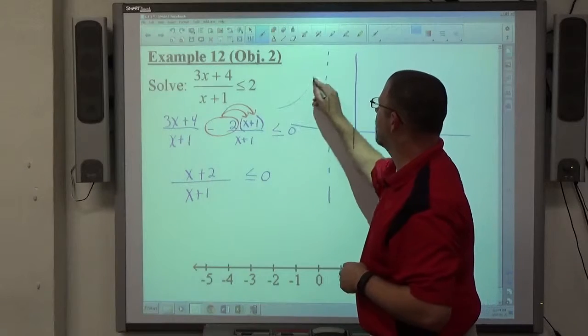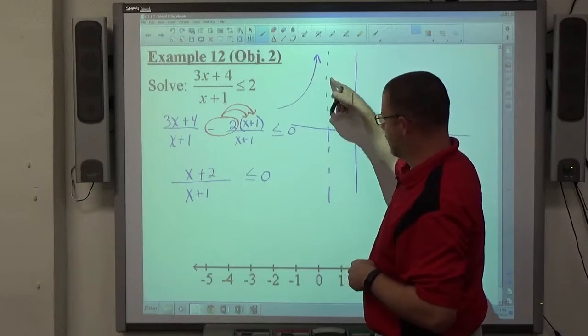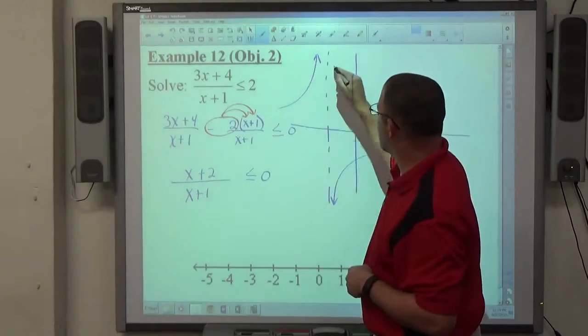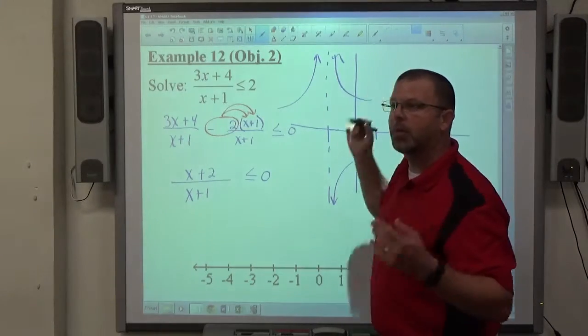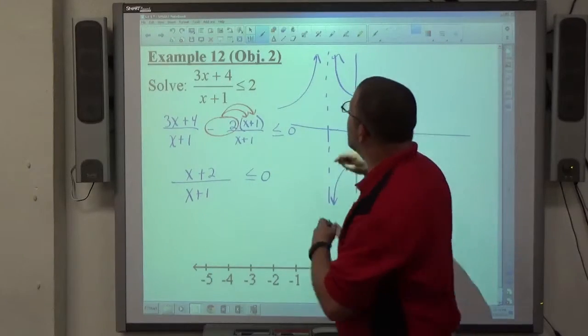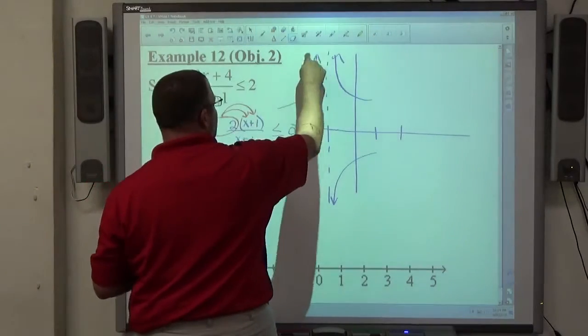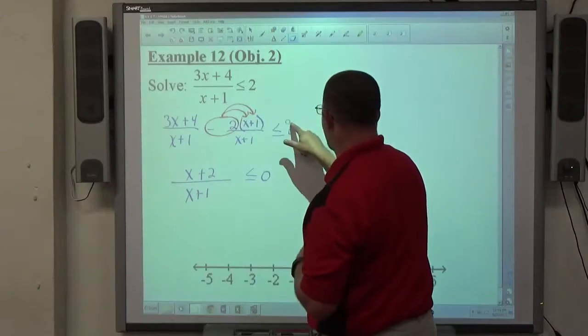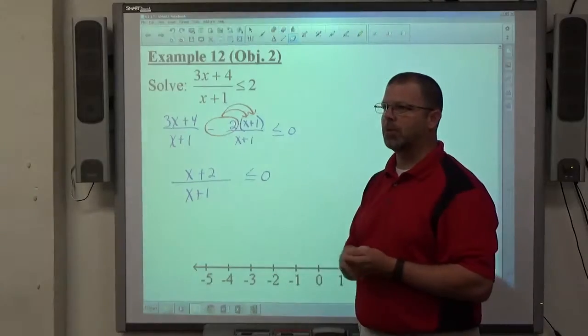Maybe the graph goes like this. Once it crosses, it could jump down here. Or once it crosses, it could stay up there. I don't know, but the sign's allowed to change. It could be positive, it could switch to negative. All right? So that's just something to think about when you're dealing with a rational inequality. When can the sign change is the question. The answer is anytime the top or bottom equals 0.